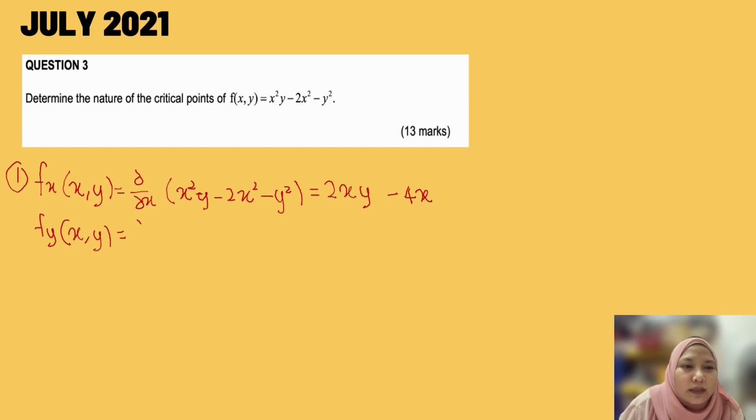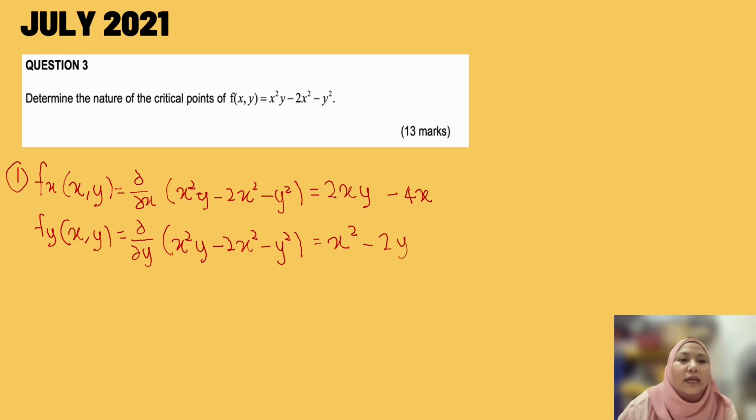So we have d over dy of x squared y minus 2x squared minus y squared. Differentiate this part. Differentiate y, we are only left with x squared. This part will be gone, and then this one we get negative 2y. And then second step, based on the partial derivatives that we get, we will find our critical points.